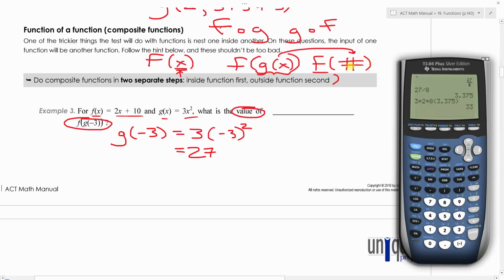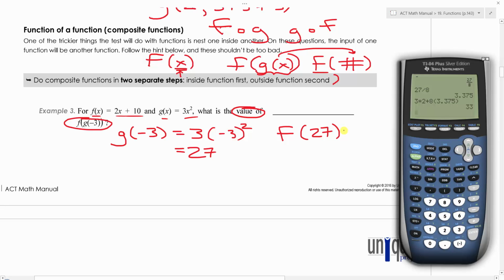Remember what I said up here. You now take that number and you plug it in for the input of the other, in this case, f function. So we do f of 27. Remember, we had f of g of -3. We determined g of -3 to be 27. So we are now just substituting that 27 in parentheses where there had been a g of -3. We now know what g of -3 equals. It equals 27, so that 27 is going in.